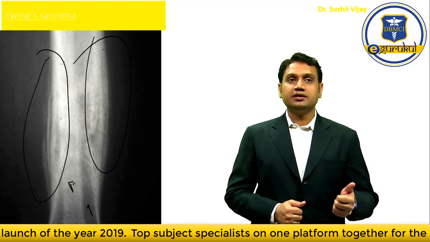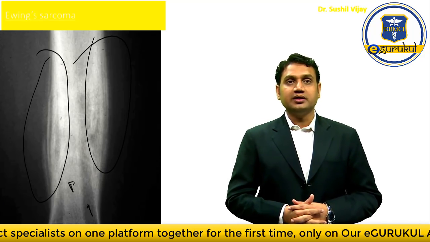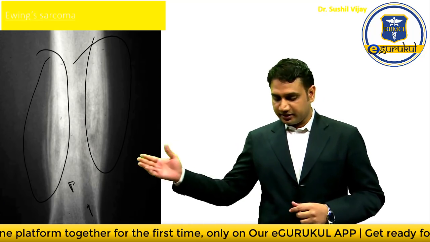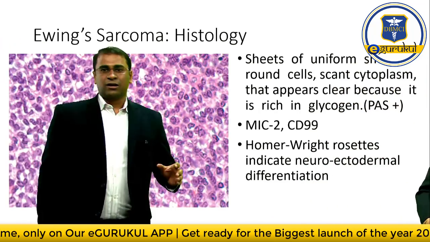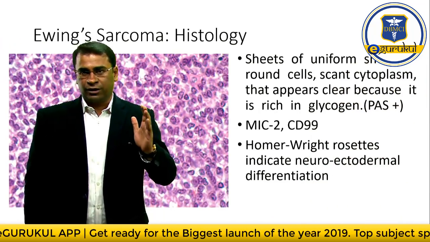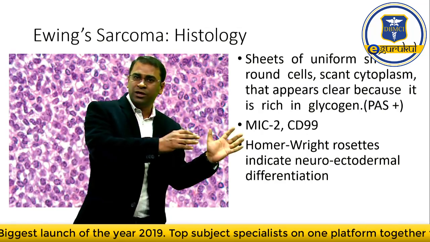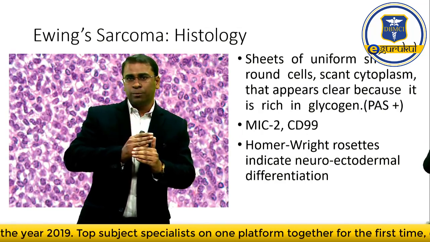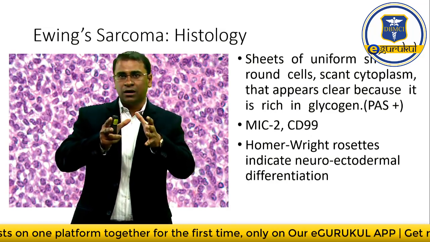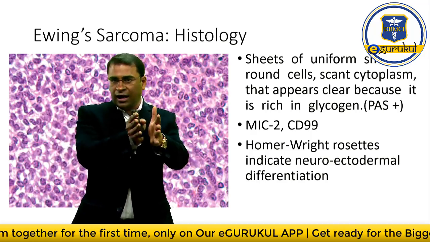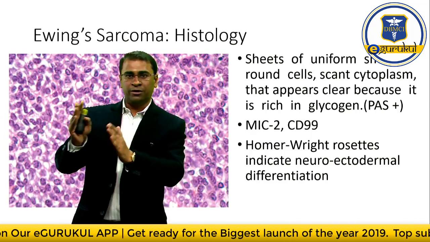So 5 to 15 and the laminated or the onion peel appearance, two important points about the Ewing sarcoma, and then the more important point comes in your histological evaluation of this particular tumor. Ewing sarcoma, basically it's a primitive neuroectodermal tumor. Nowadays the Ewing sarcoma family tumors have been clubbed into the neuroectodermal tumor. Primitive neuroectodermal tumor actually means a cell was going to make a nerve, was stopped in between and has now moved to make a tumor. Hence it is called as primitive neuroectodermal tumor.